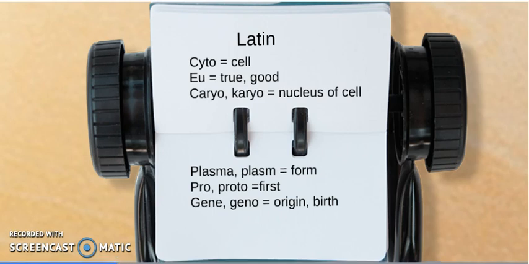Pro or proto means first. So protokaryotes or prokaryotes are the first organisms. We would identify them as organisms that were around before the eukaryotes had developed. And then finally, gene or geno is the origin or birth.